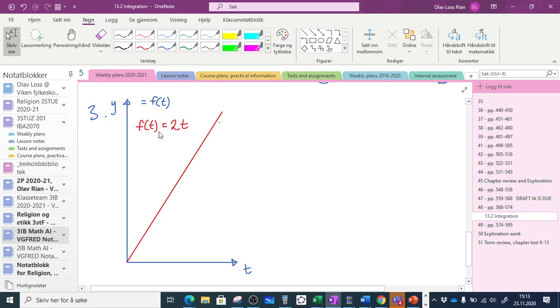If we recognize this as a linear function, if you think of 2x, then 2 would be the gradient. So for every unit of t, you move 2 units up on the y axis here. We are interested in the area under the curve of this function from a to x, just as before.